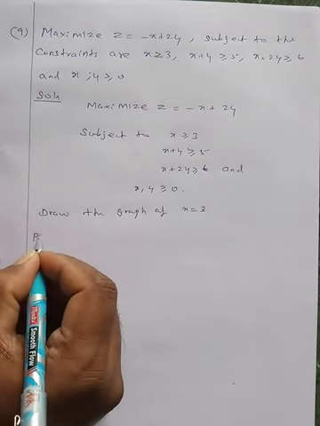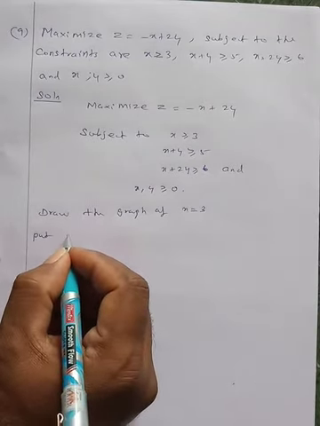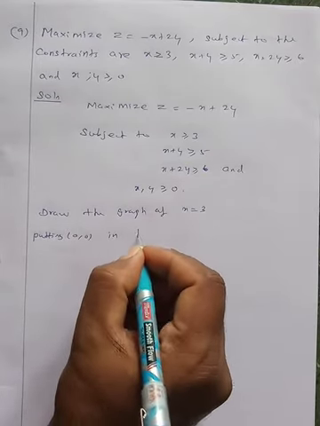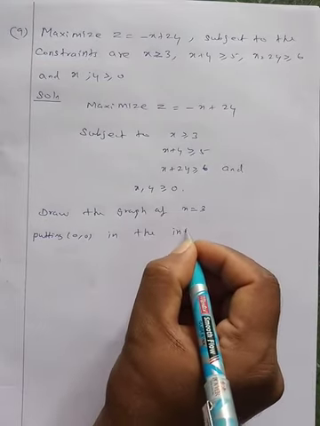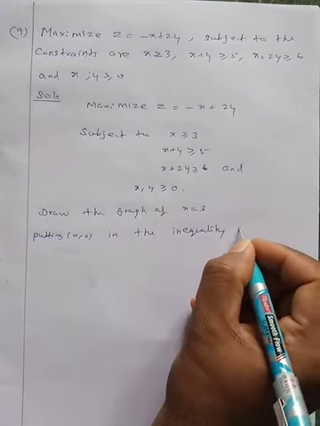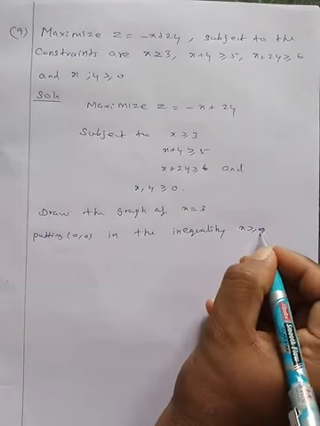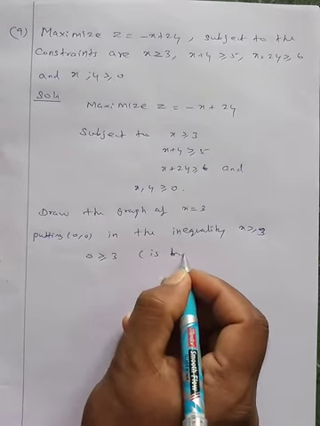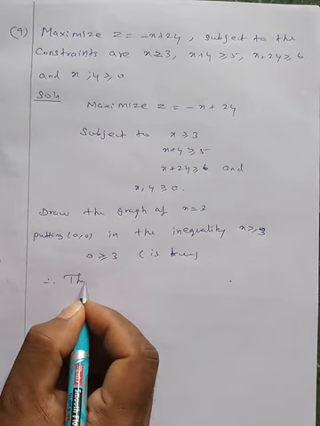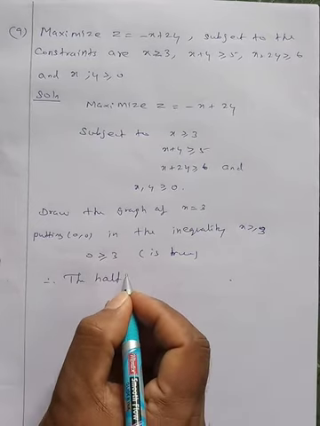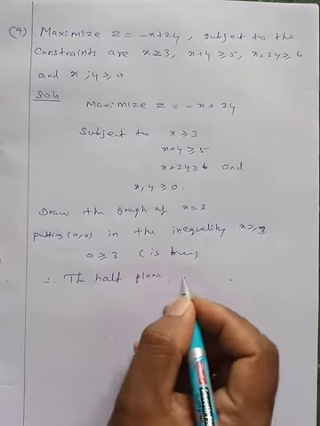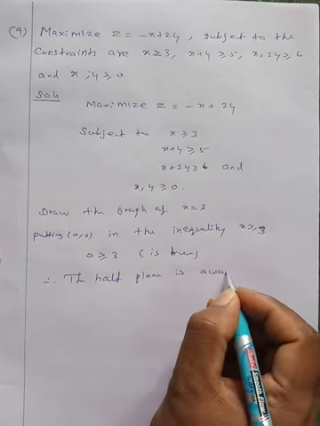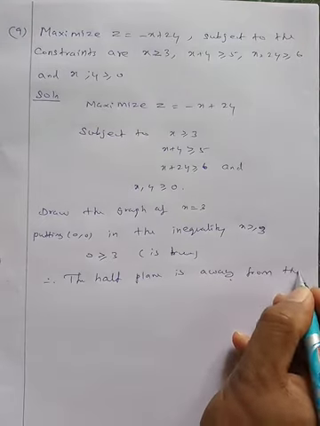Putting (0, 0) in the inequality x greater than or equal to 3: 0 greater than or equal to 3 is not true. Therefore, the half plane is away from the origin.